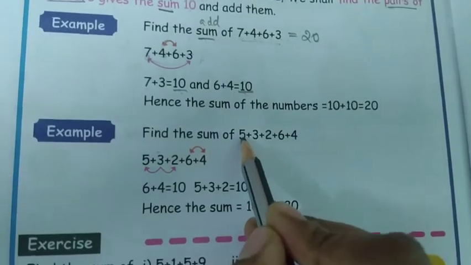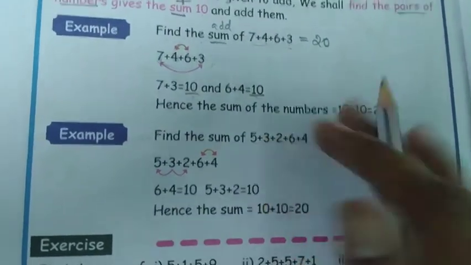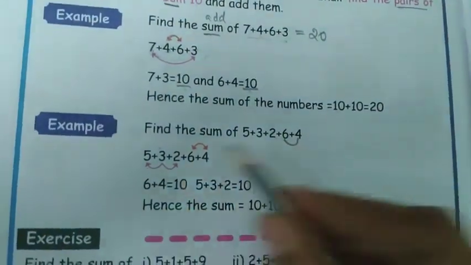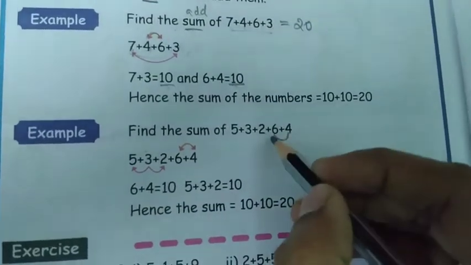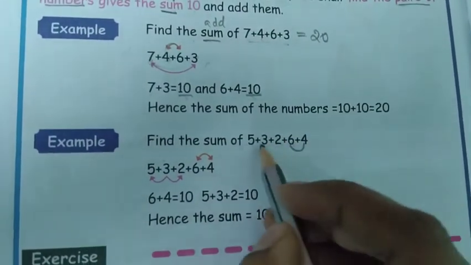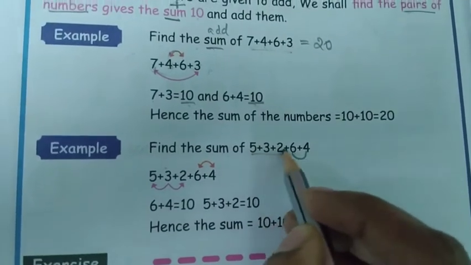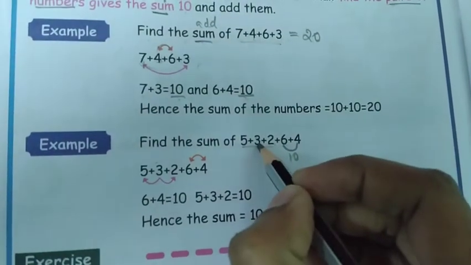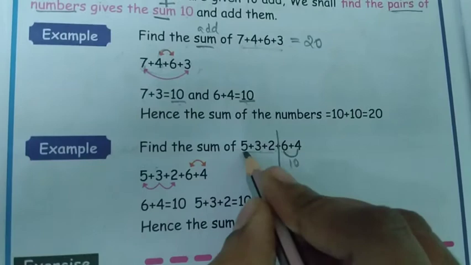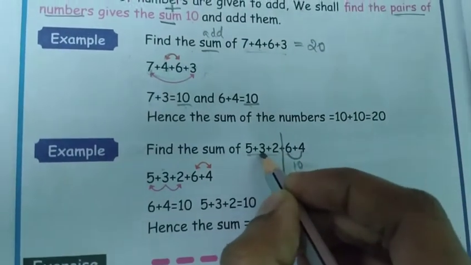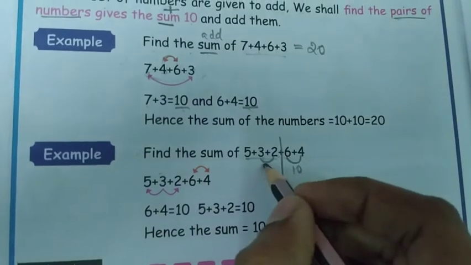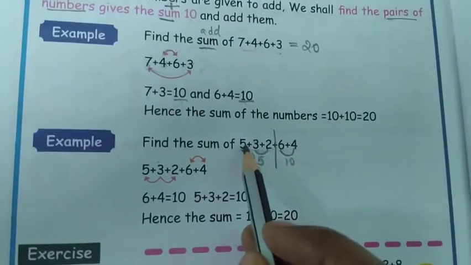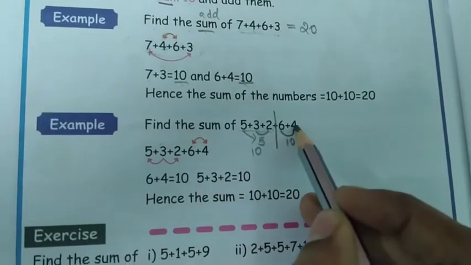Same like that here. Find the sum of 5 plus 3 plus 2 plus 6 plus 7. Now we want to find the pair of 10. We already know that 6 plus 4 equal to what? 10. Okay, wow. 6 plus 4, 10, no. Now what are the remaining numbers? 5, 3, 2, isn't it? Now this is one set, and here see 3 plus 2, what? 5. Now 5 plus 5? 10. Okay, wow.